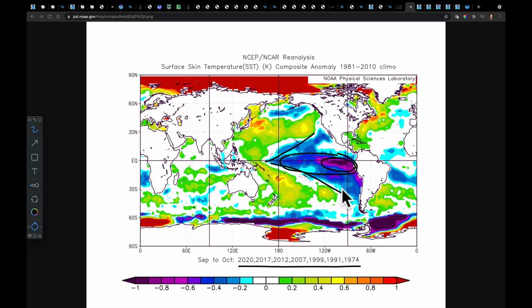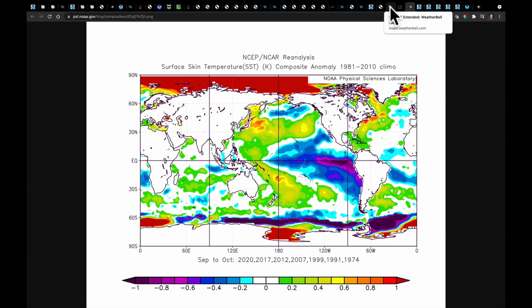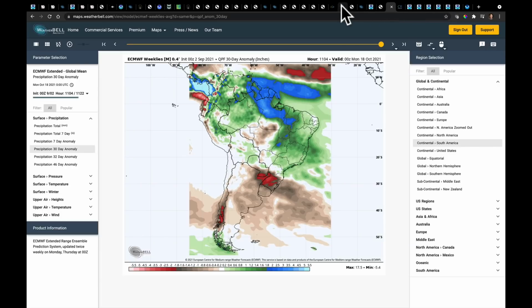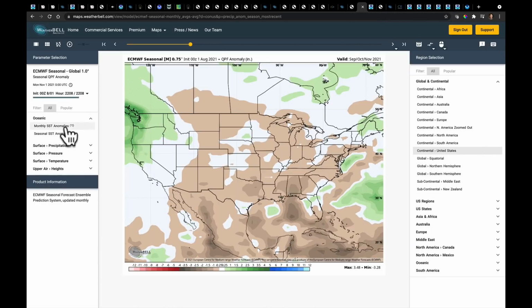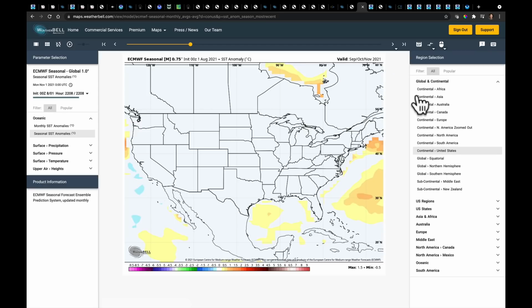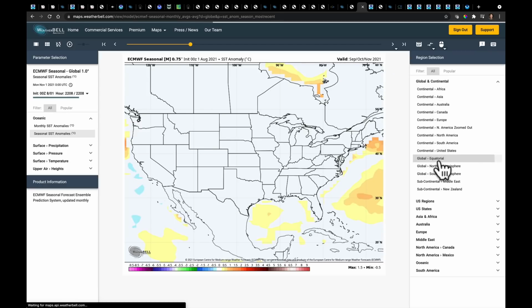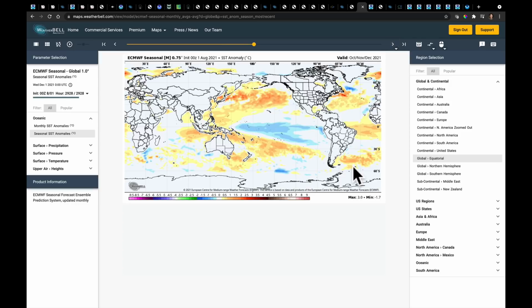All right, now are we going to see that? Well, you'll get a brand new update of this soon. Whoops, let's go back to this one. But right now, if we just look at those seasonal sea surface temperatures, and let's blow this out to a global view, we see that there is colder water in the forecast there.